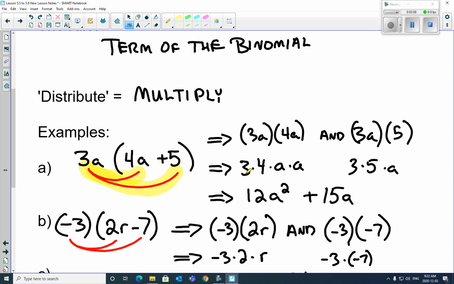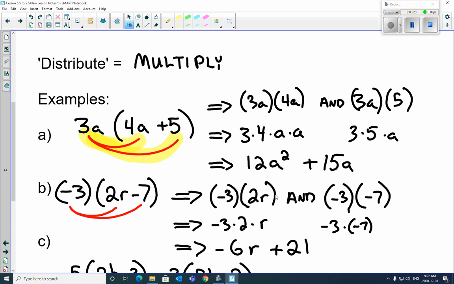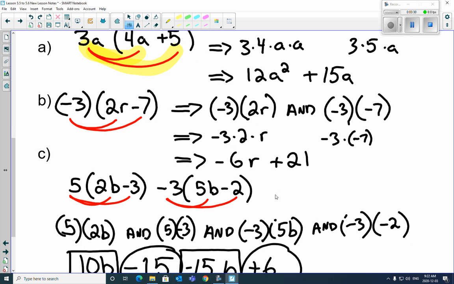So here, 3 times 4 is 12. A times a is a squared. Here, 3 times 5 is 15, and the a is just by itself. Now, there we go, 12a squared plus 15a. Now, careful, don't combine that any further. That's an a squared, and that's an a, and they're separated by addition, right? This is a binomial. You can't stick those two together because they're not like terms. You can multiply them, but you can't add them.